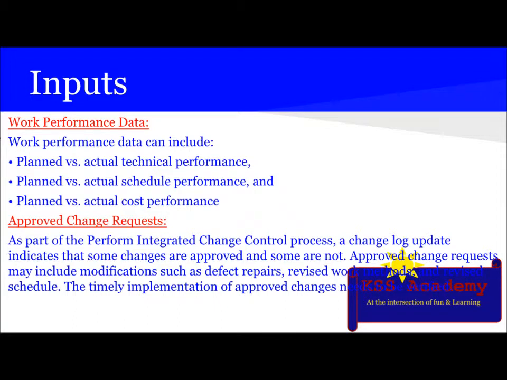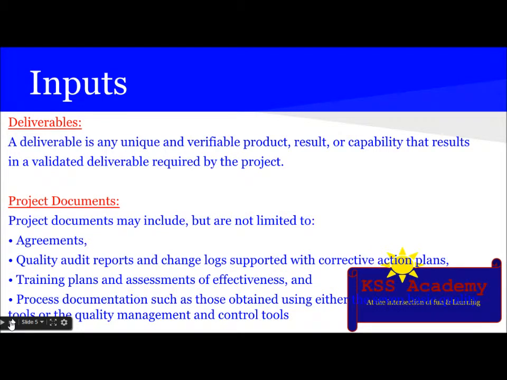The next input is approved change requests. As part of the Perform Integrated Change Control process, a change log update indicates that some changes are approved and some are not. Approved change requests may include modifications such as defect repair, revised work methods, and revised schedule. The timely implementation of approved changes needs to be verified. The next input is deliverables. A deliverable is any unique and verifiable product, result, or capability that results in a validated deliverable required by the project.